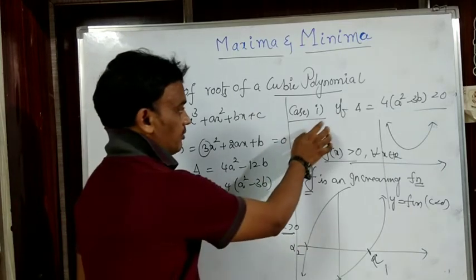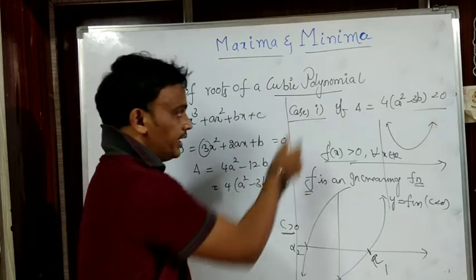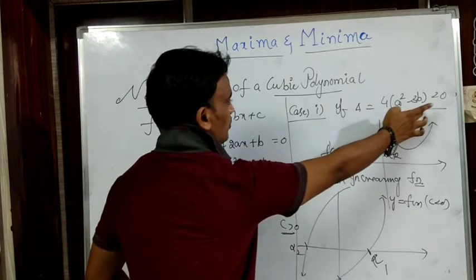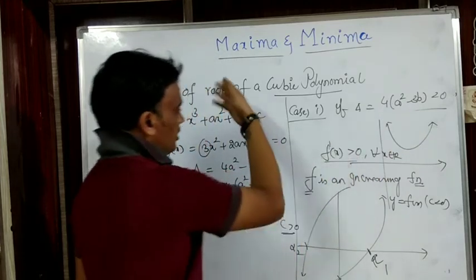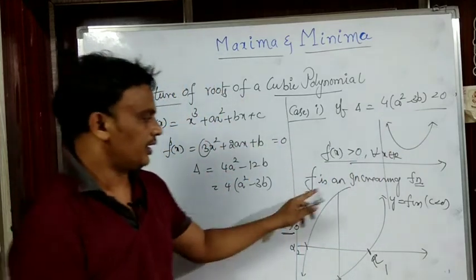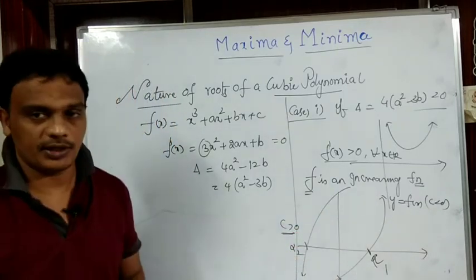In case 1, for f'(x), which is a second degree equation, the delta value is less than 0. That means f'(x) > 0. According to the definition of an increasing function, f is an increasing function like this. Yes, come on students, make a note.